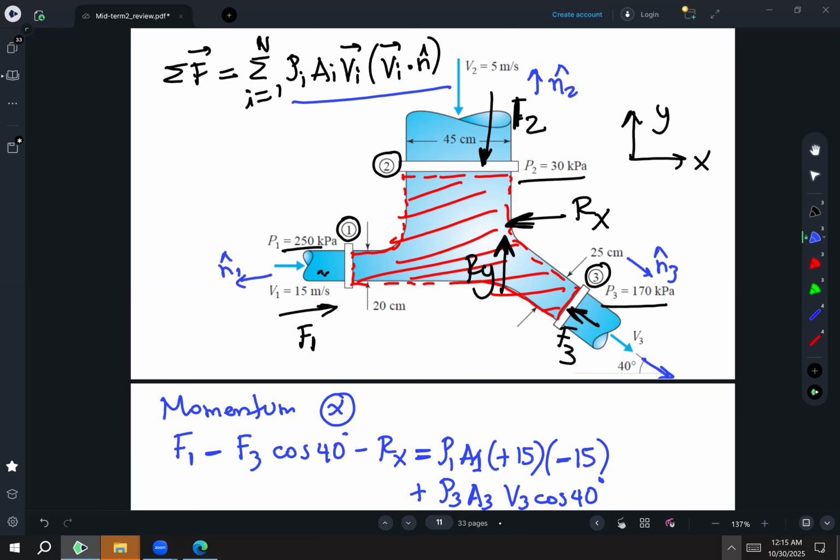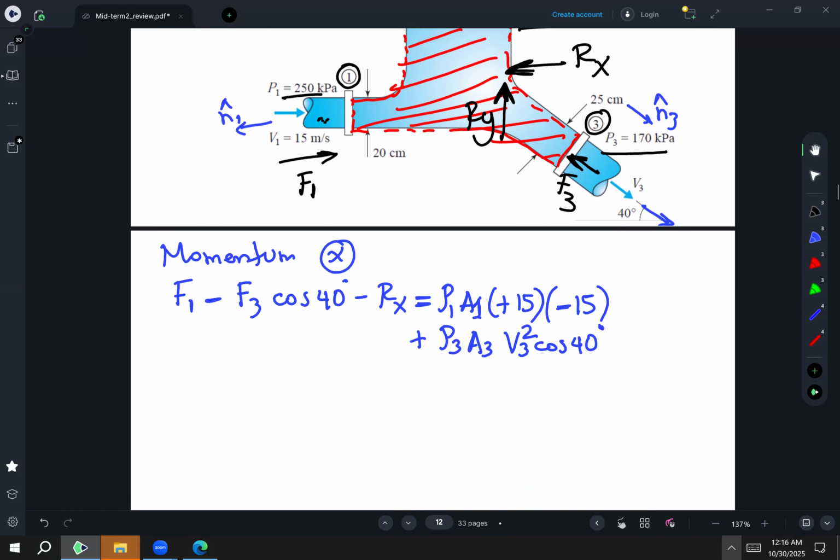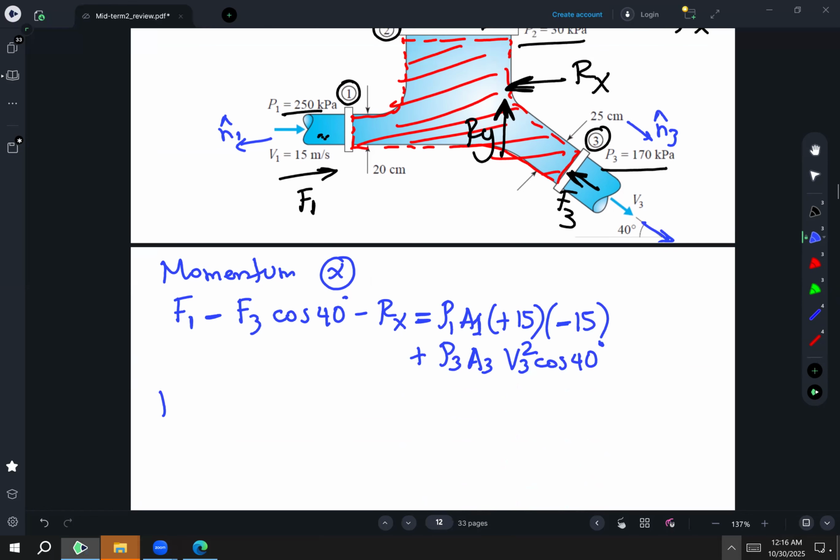And then the product of velocity 3 times n3 will be positive because n3 and b3 are pointing in the same direction. So that's going to be b3 squared. So from this, the reaction in x will be equal to, so Rx can go to the right, therefore Rx will be F1 minus F3 cosine of 40 degrees.